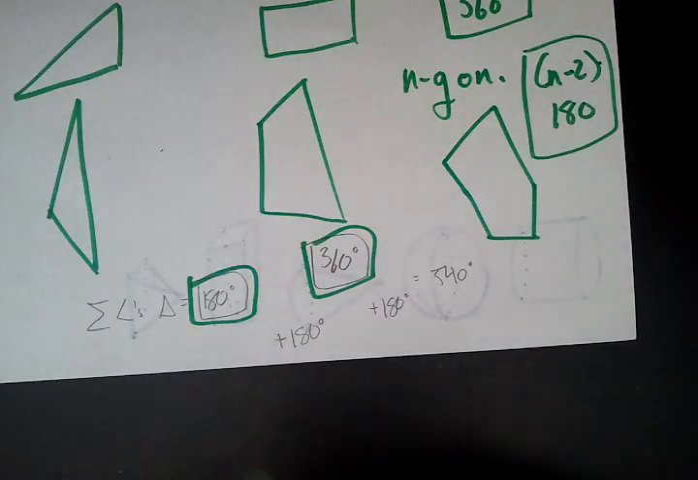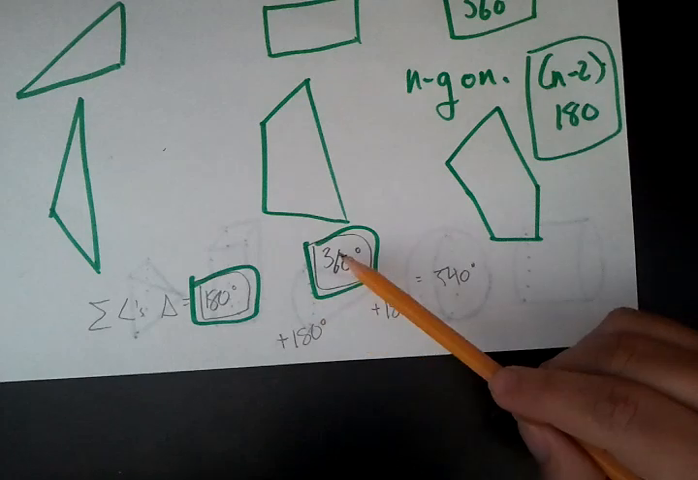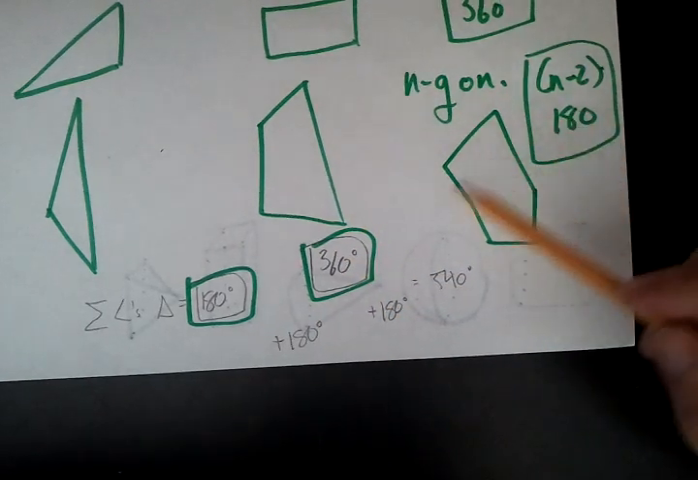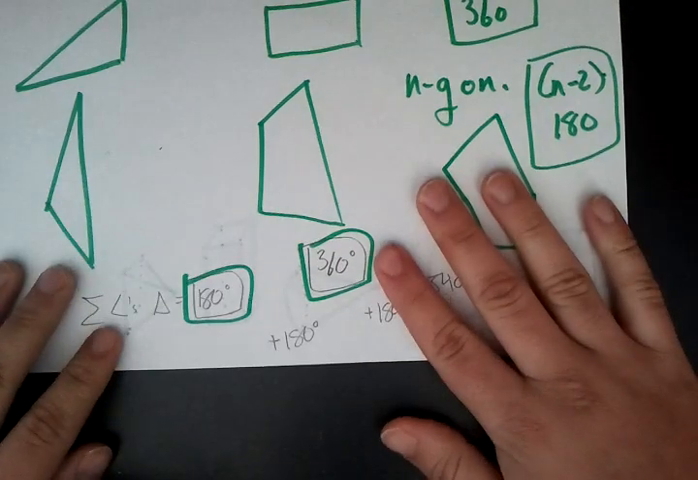So let's just test it out with the triangle. Put 3 as n, that becomes 1 times 180. We put 4 for the square or quadrilateral, we get 2 times 180, and so on, 3 times 180, and it always works. So that's basically angles.